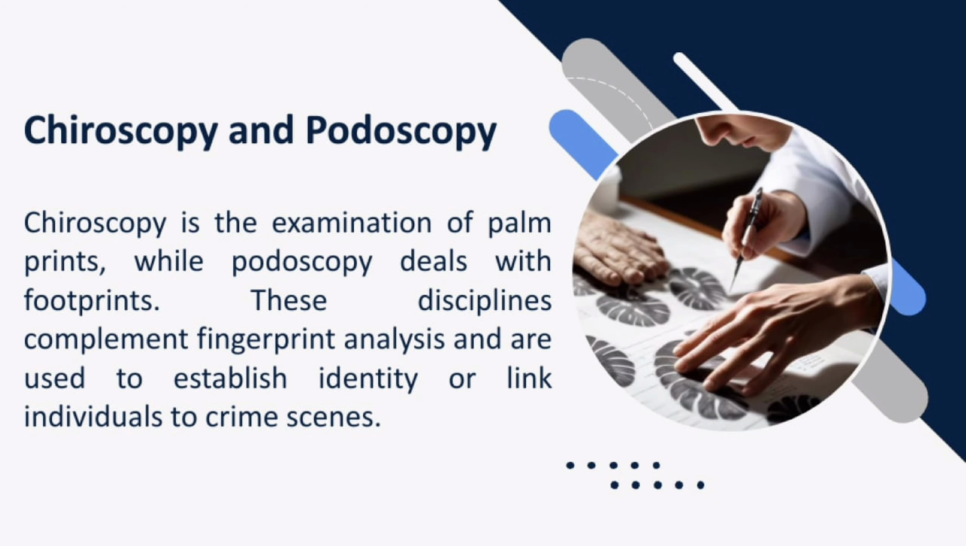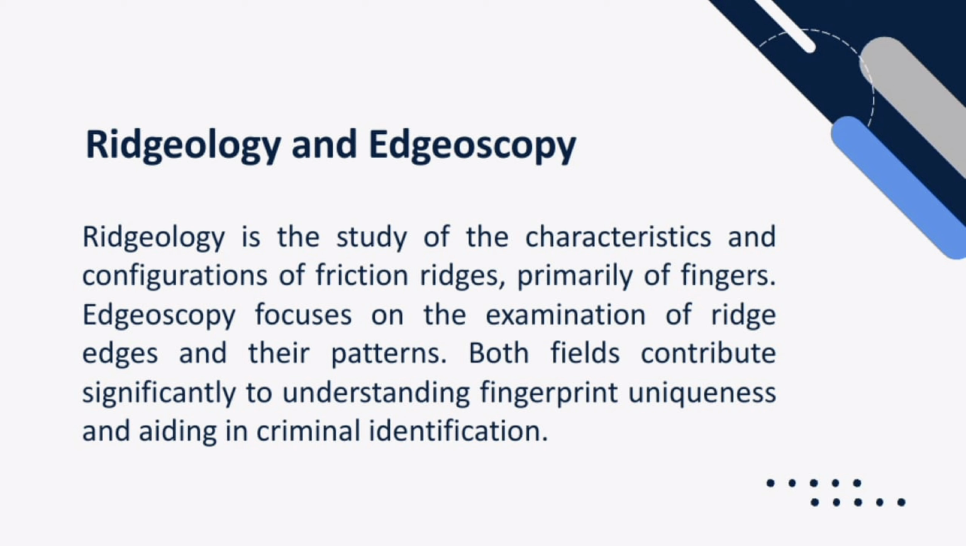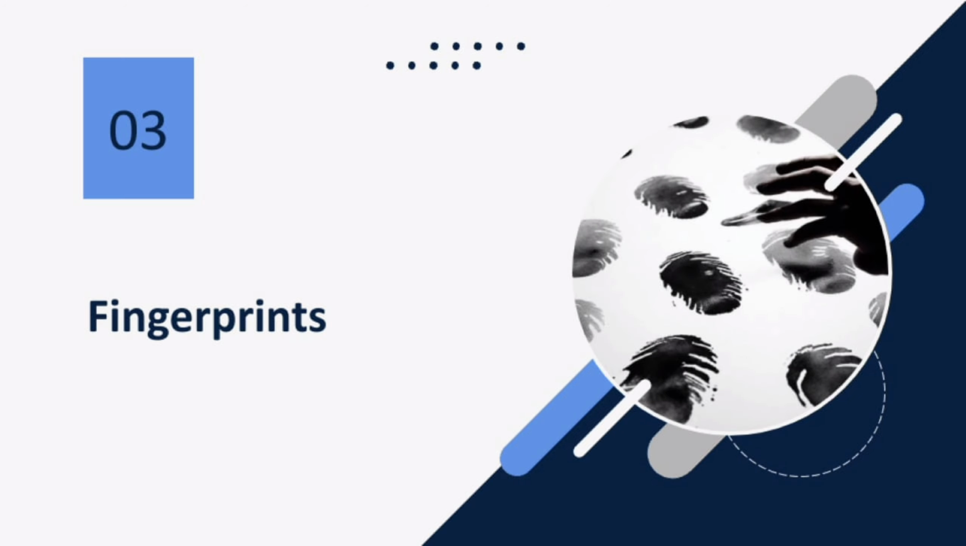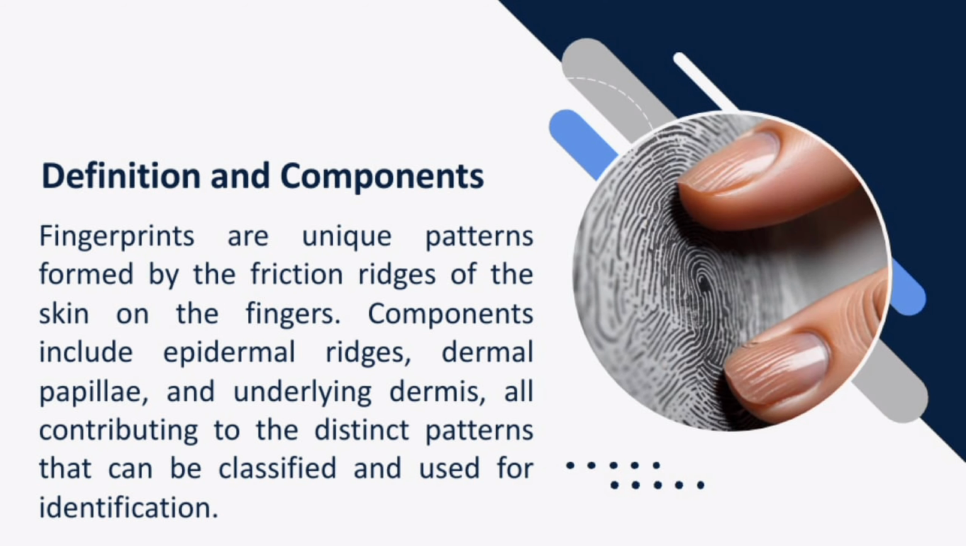Forwarding to ridgeology and edgeoscopy. Ridgeology is the study of the ridges with the combination of poroscopy, edgeoscopy, and ridge characteristics. This identifies patterns, characteristics, pores, etc. On the other hand, edgeoscopy is the study of the edges and shapes of the ridges, which includes the study of endings, puckerings, and bifurcations.